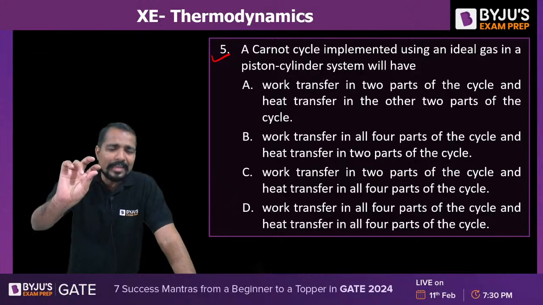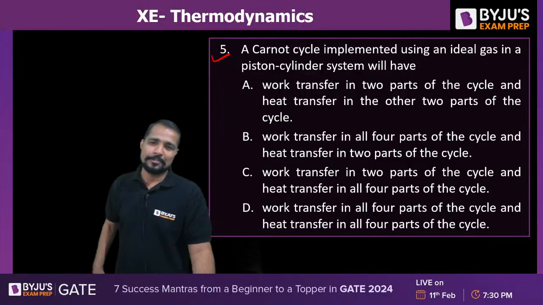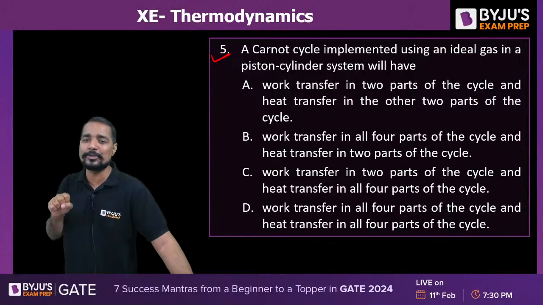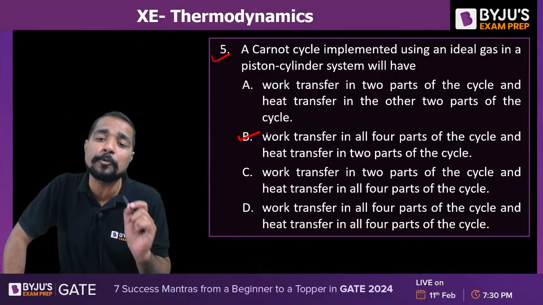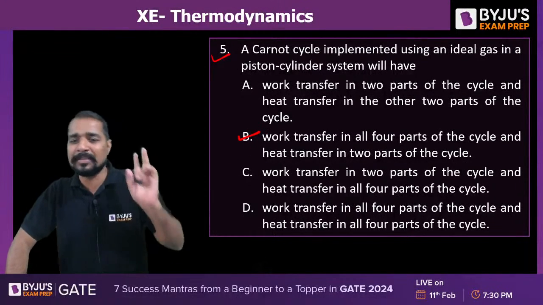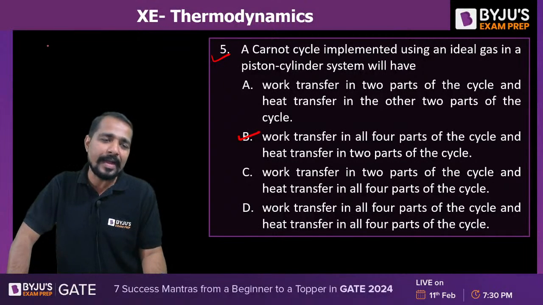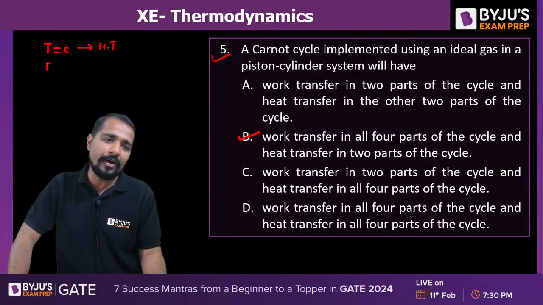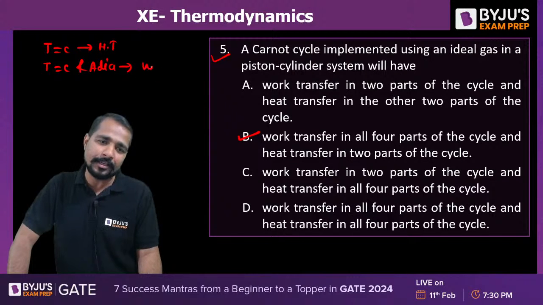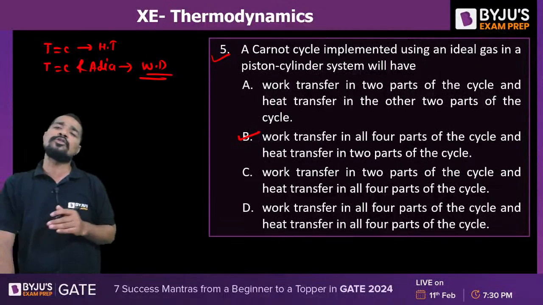And this is a little bit confusing question because for maximum of you this may be 2 work transfer processes and 2 heat transfer processes. But in this one, let me tell you, my dear, in Carnot cycle all 4 processes are work transfer processes, but the heat transfer is in only 2 processes. These are the isothermal processes. So in isothermal process the heat is transferring, but in all the processes, isothermal and adiabatic, work is done. So work is done in all the 4 processes. Heat is transferring in isothermal process only.